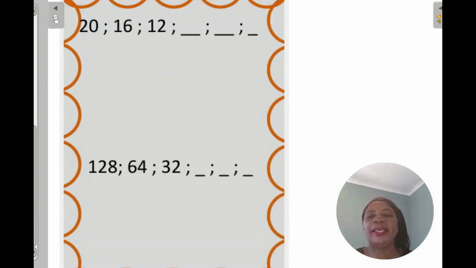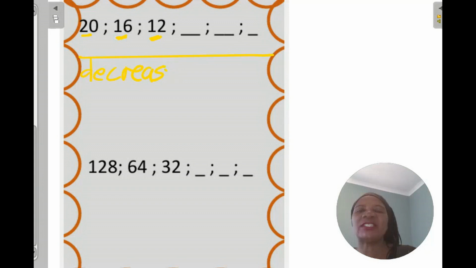Let's move on. Here we have 20, 16, 12. Okay, so we see what is happening here. 20, 16, 12, they are decreasing. The sequence is decreasing, which means we consider subtraction or division, right? If we are to subtract, then we will be subtracting the same number. Let's see. 20 minus 16 is 4, and 16 minus 12 is 4.